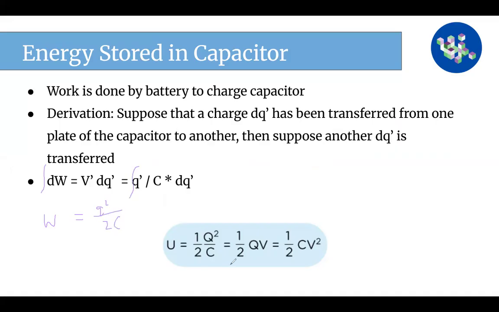And how are we able to get these? Well, by replacing, for example, Q equals CV, the potential energy also equals CV squared over 2. I also know that C equals Q over V, so this also equals QV over 2. That's just the energy stored in a capacitor.